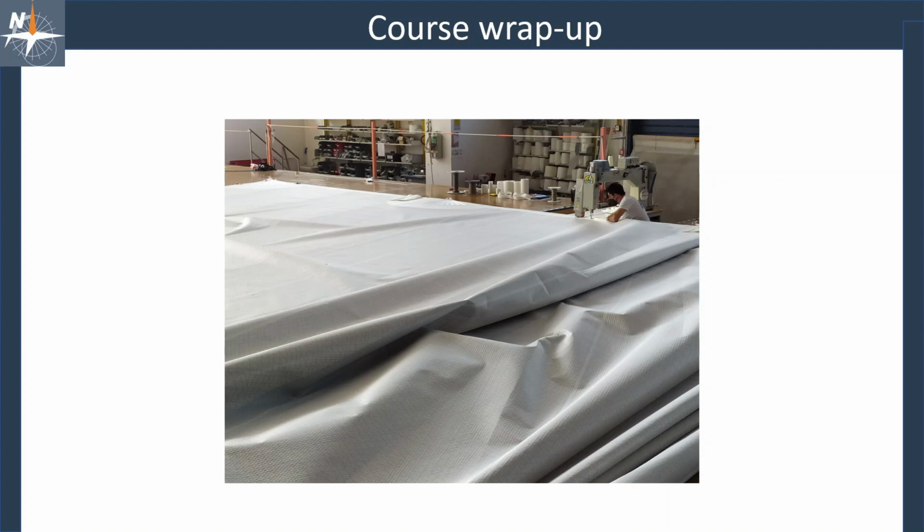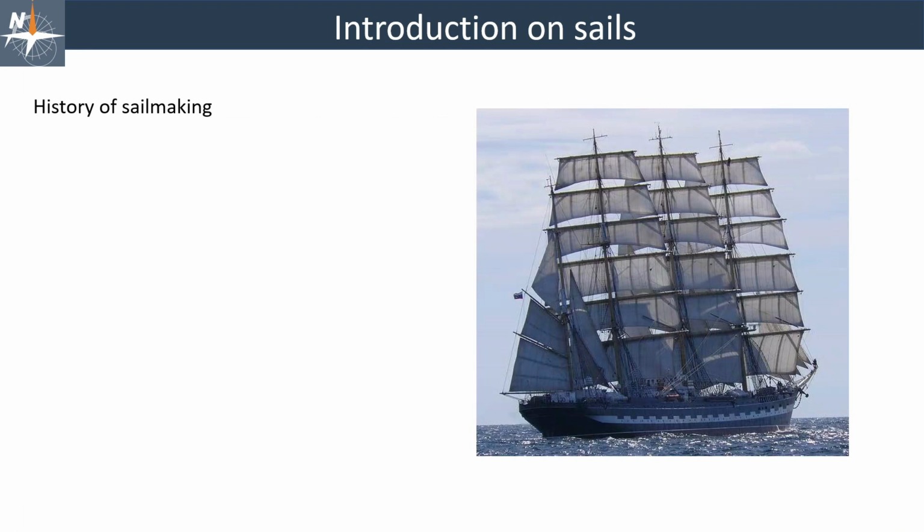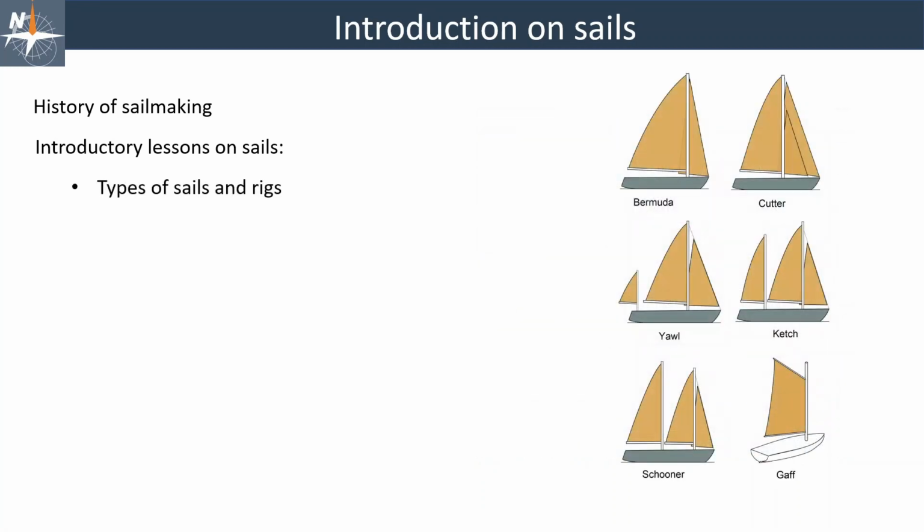Okay, so let's make a recap of everything that we've seen during the course. We started with some history of sailmaking, a trade started thousands of years ago that has now become very technical and specialized, while keeping many features from those early days. Then we spent some lessons talking about sails in general, and in particular we discussed the types of sails and rigs. So we went through the classifications of yachts based on the number of masts, their sail orientation, and the shape of the sail.